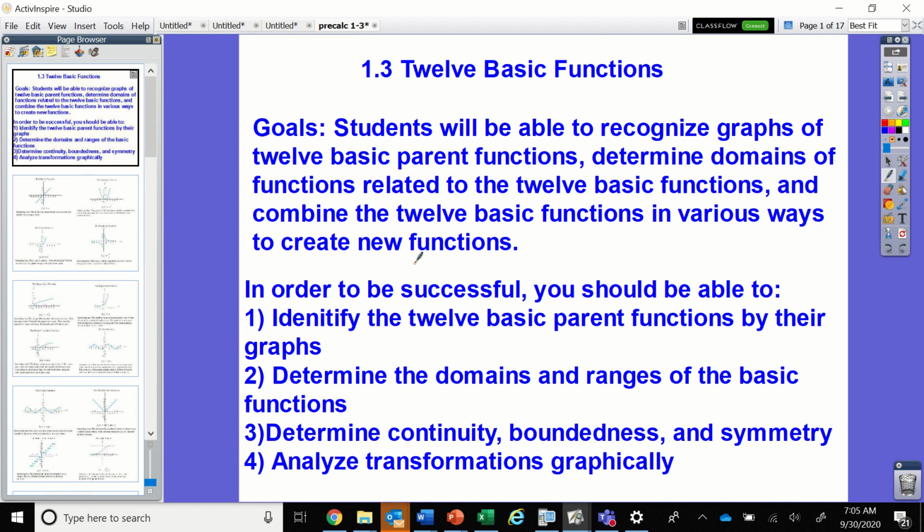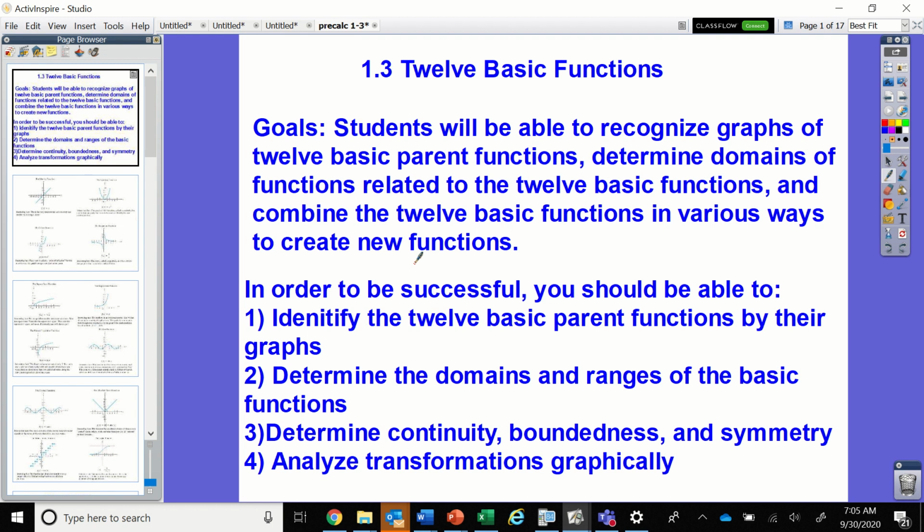But the ultimate goal of this section is to be able to recognize graphs of 12 basic parent functions, determine domains of the functions, and be able to combine the functions in various ways to create ultimately new functions. And so let's define that term parent function first and foremost. Parent function just means it's the most original basic version of the function.